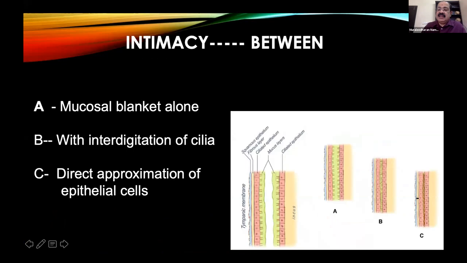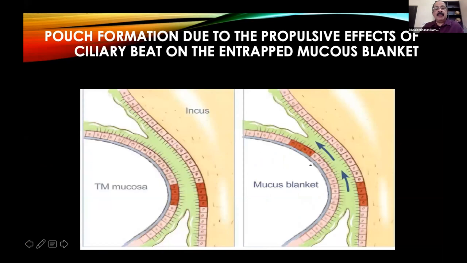And as the cilia beat superiorly, there will be a propulsive effect of the ciliary beat. So as it grows superiorly, there will be entrapment of the mucus blanket, and the ciliary beat is upwards, and there will be migration of epithelium like this on the surface of the ossicles.